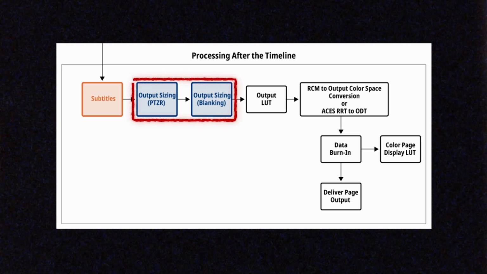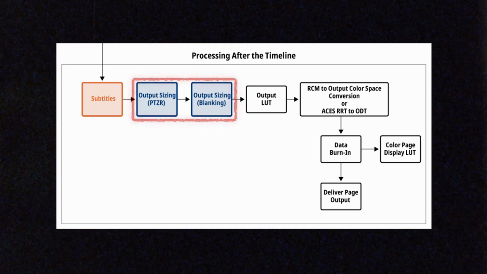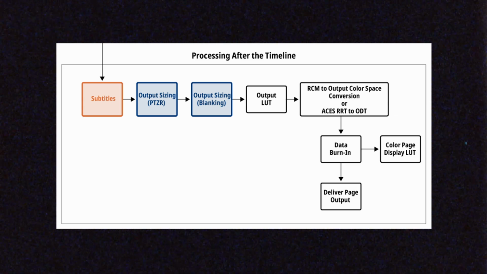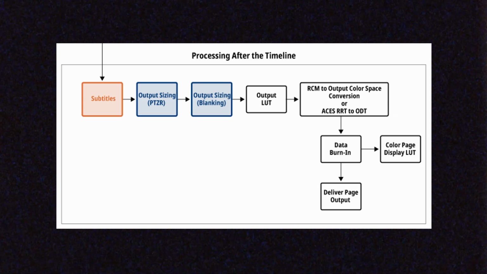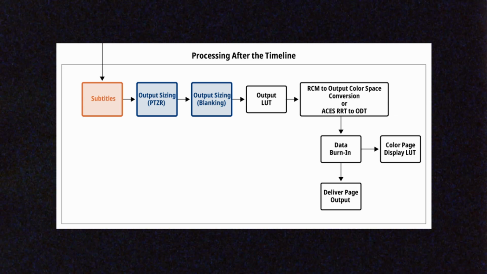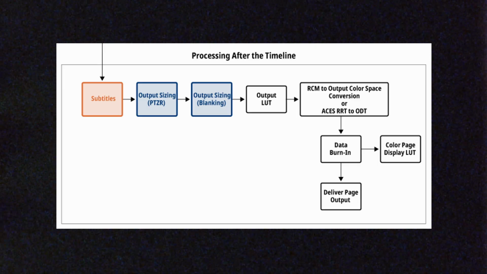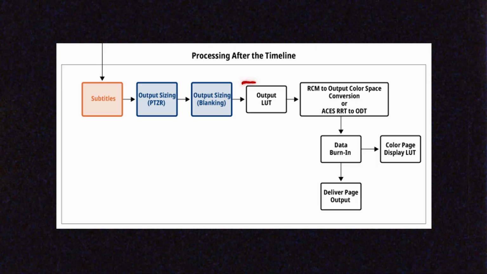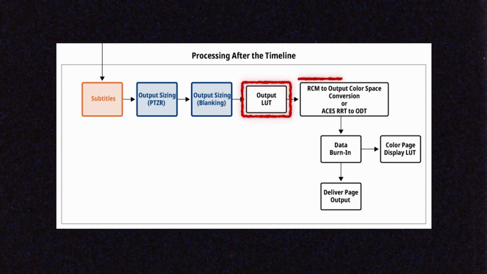Then we have the output sizing, because if our timeline is set to UHD, for example, and we only deliver to HD, this is the part where our timeline is being scaled down to our output resolution that we use for delivery. And then we are closing our color management with the output LUT or output color space or ODT.